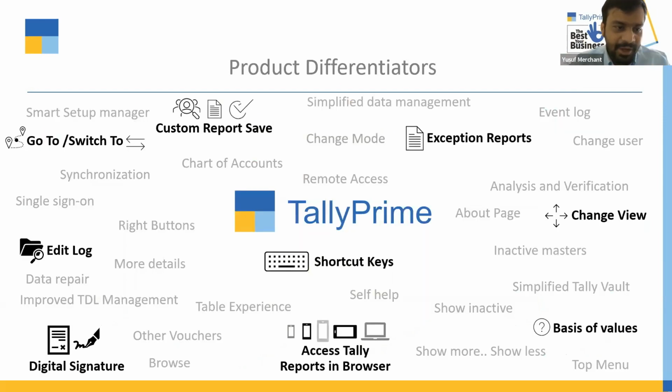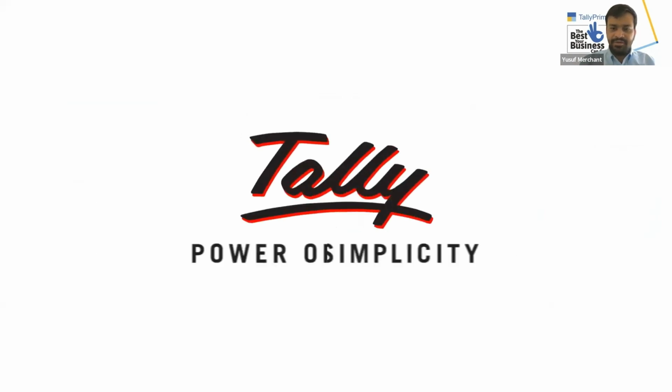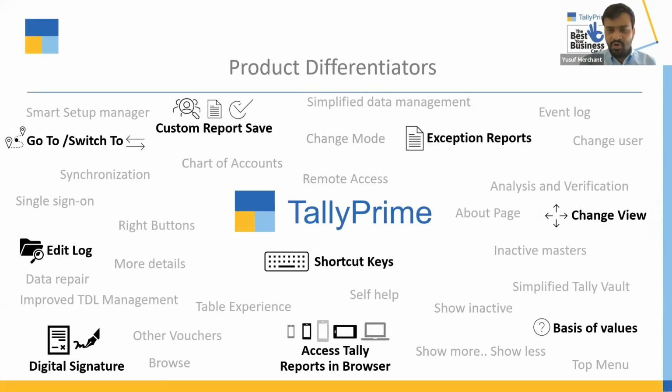Product differentiator, with regards to Tally Prime, there are so many product differentiators. I'll just put a glance on some features while showing you the product. Customize report, switch to exception report, edit logs, shortcut key, change view, basis of value, access anywhere, and digital signature. There are so many differentiators which I'll be taking you through slowly, gradually, while showing you the product. We will not deviate from the topic we are here for, but along with that, I'll be showing you a lot of things. Now, I have a small video to play, so I'll go on mute.